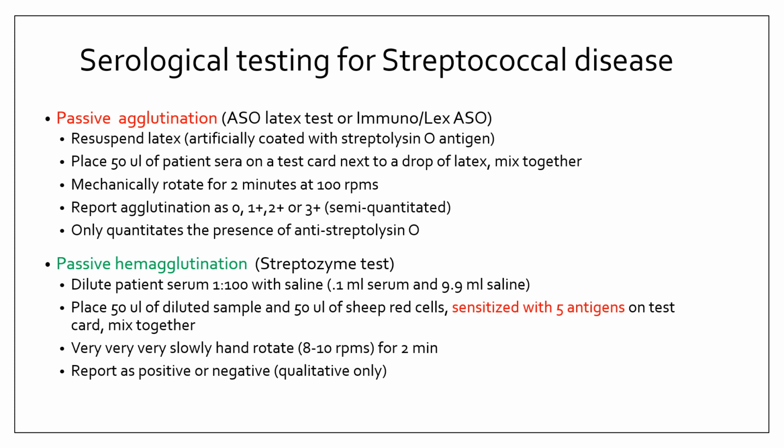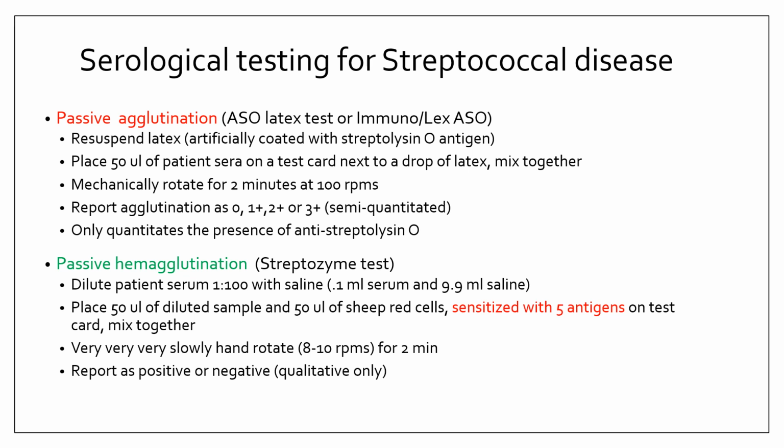This is a passive hemagglutination test where we dilute the patient's serum 1 to 100 with saline. So essentially we're taking 9.9 mils of saline and we're adding 100 microliters of serum. Once we dilute up our patient's serum, we can actually place 50 microliters of that diluted sample and 50 microliters of sheep red cells sensitized with 5 antigens on a test card and mix it together.